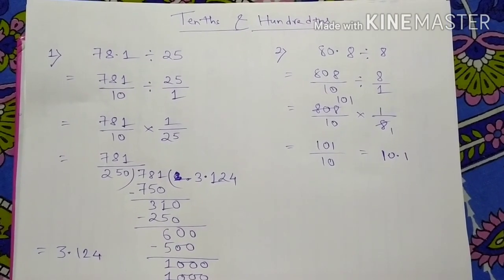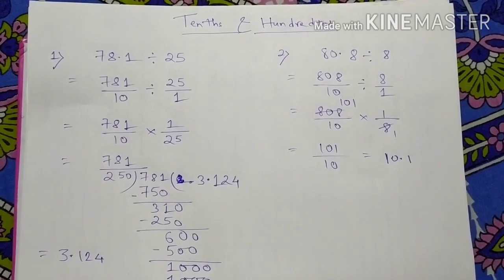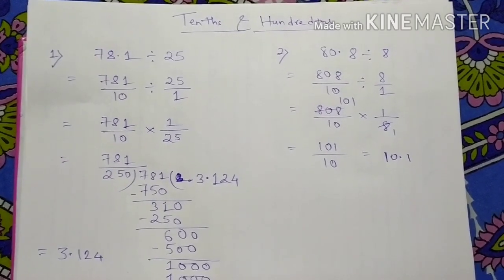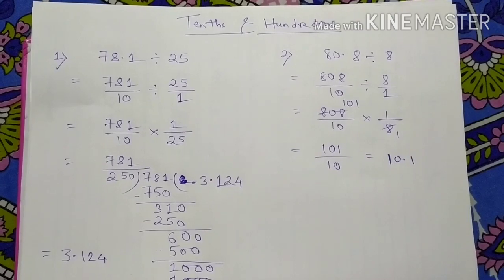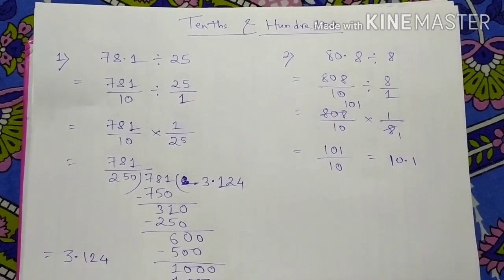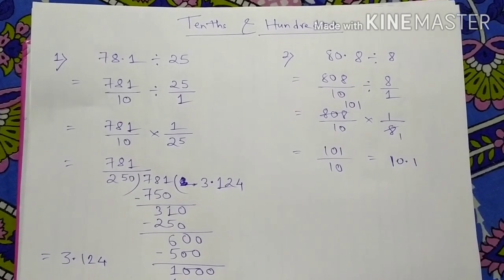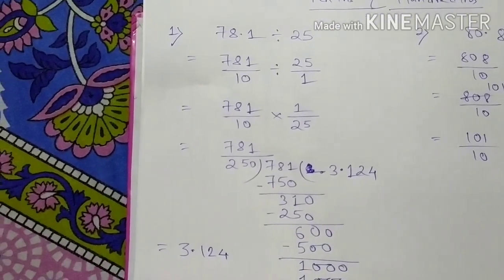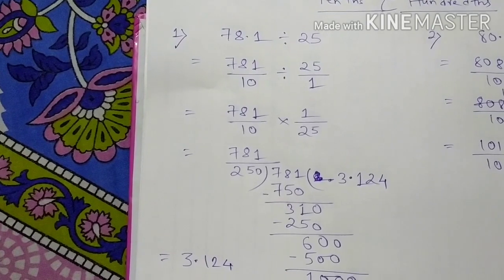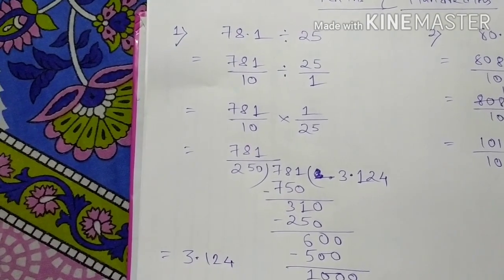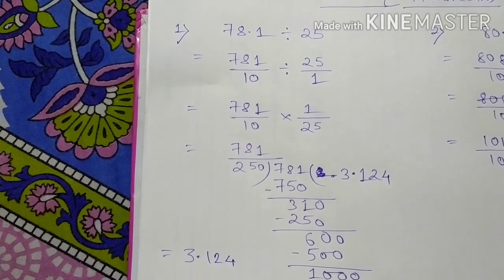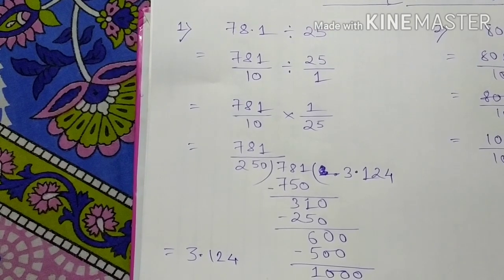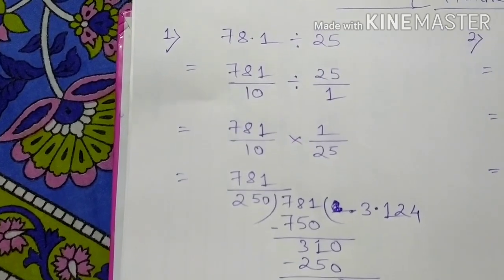Okay, so let's start with the first question. Same process as you have done previously. No change in the process. Same process. So let's start with the first question. As you can see here, this one, 78.1. Okay, 78.1 divide 25. How you will do this?